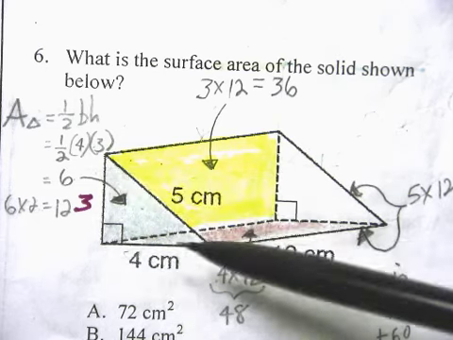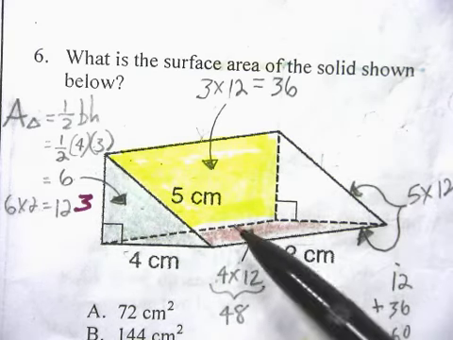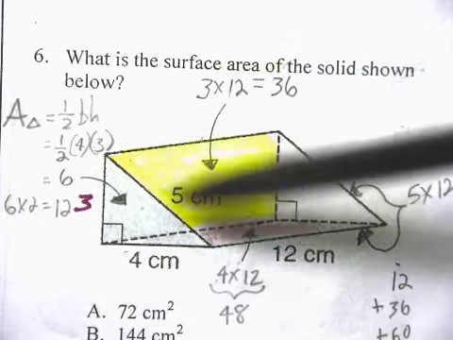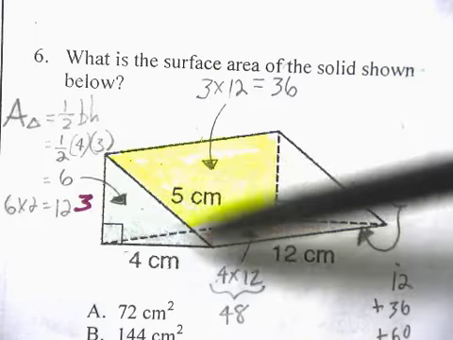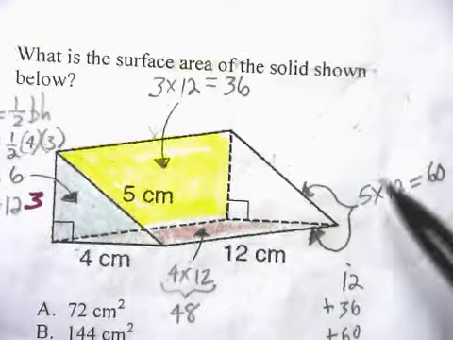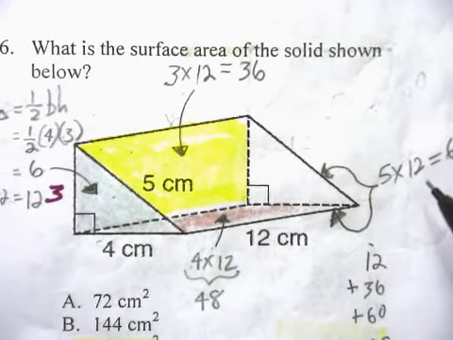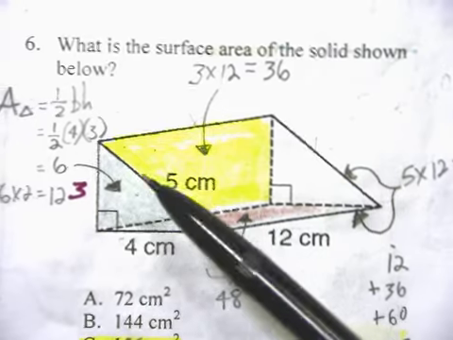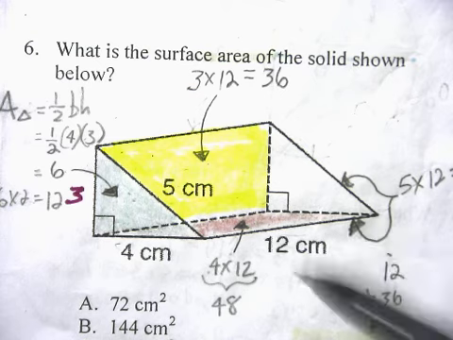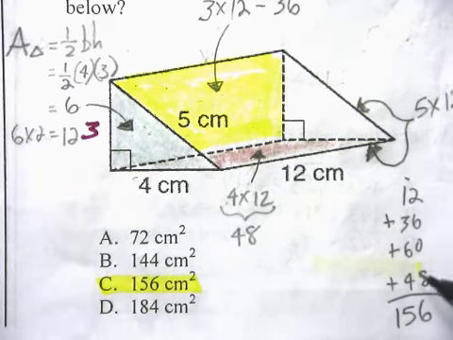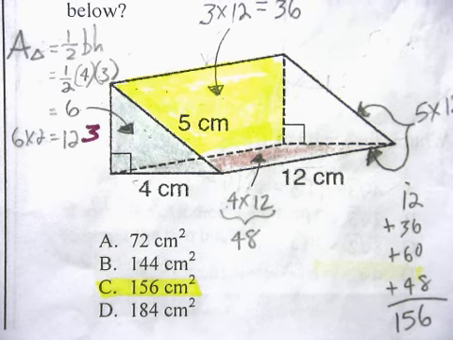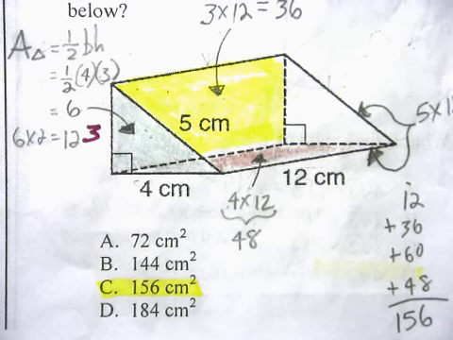And now all I have left to do is to find the area of this rectangle right here, the one that I'm kind of looking through, right? Well, I know that it's 12 centimeters long, and I know that this hypotenuse here is also its width, 5 centimeters. So it's going to be 5 centimeters by 12 centimeters. And 5 times 12 is going to give me 60 centimeters squared. So when I add up all of these surfaces, 6 plus 48 plus 36 plus 60, I get my answer, which is going to be 156 centimeters squared, which is choice C.